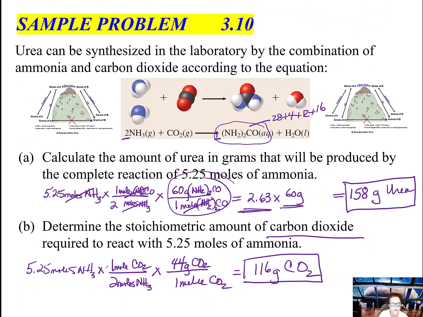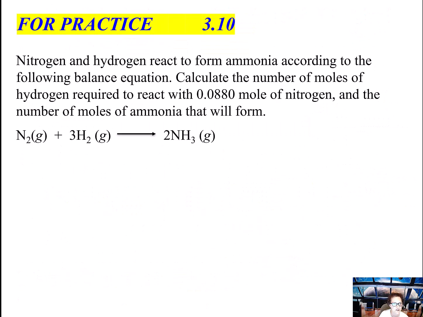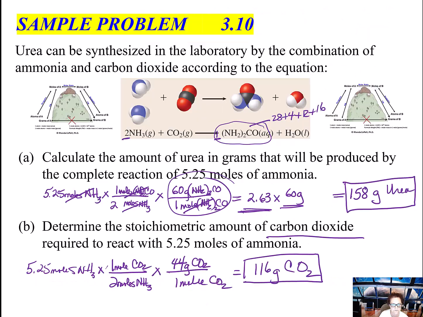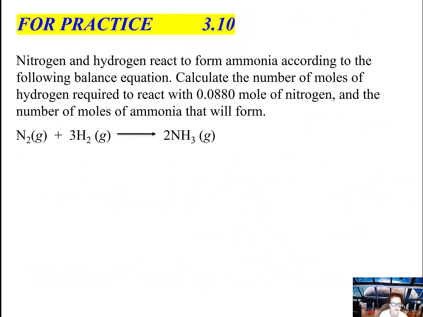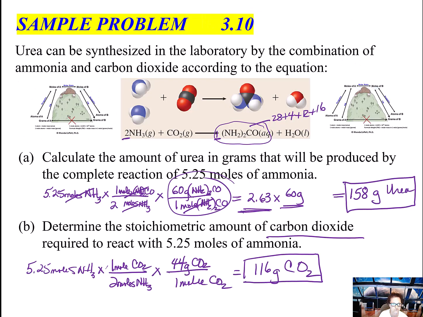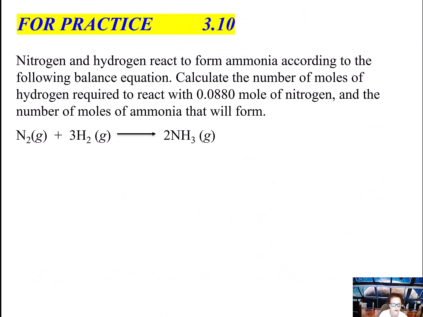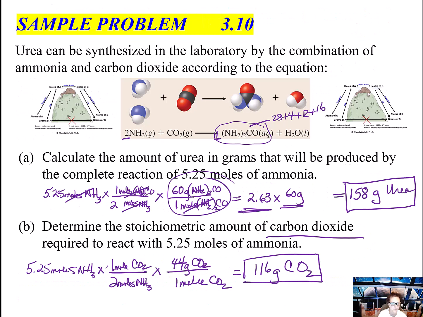So we did a stoichiometric ratio. If I can get back, I promise I can get back. I don't know why it's doing this to me. Stop. Okay. All right. So 116 grams of CO2 is the bottom line. Okay. So that's what it would take of CO2 for me to do this reaction if I had 5.25 moles of ammonia.